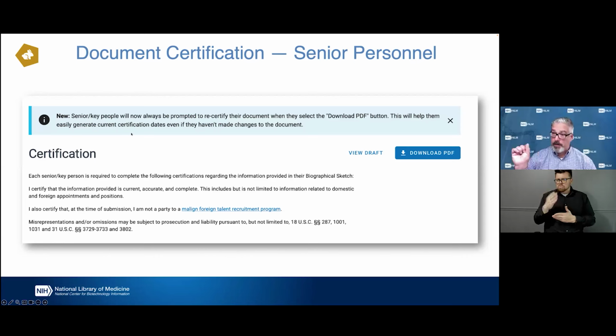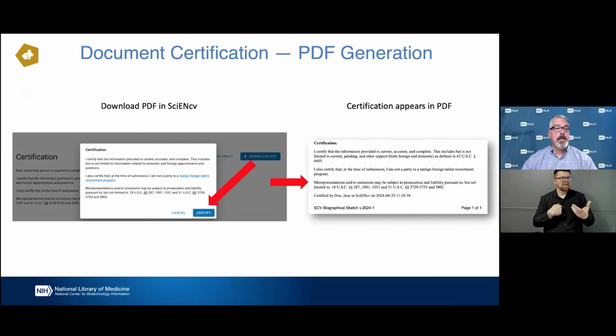We made a very slight change to the process, and that is when a PI is ready to certify this, each and every time they hit download, they're going to be presented with the dialogue that they say, yes, I attest that everything in here is correct. This is what it looks like. When they click on that download PDF, every single time, they're going to have the certification language that they attest to and certify, and then they will produce the PDF.